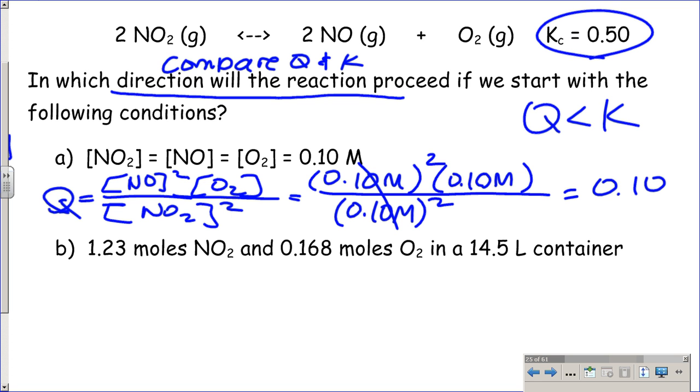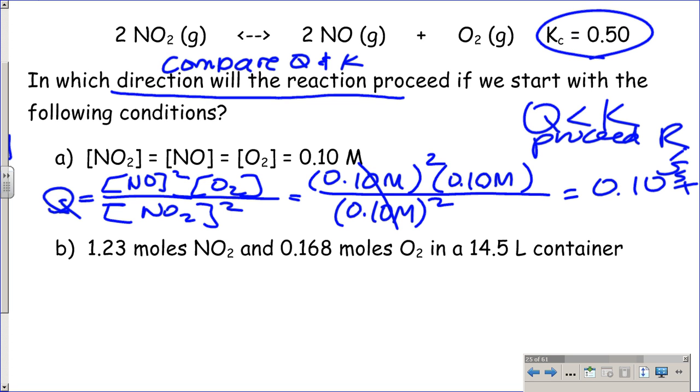What do we need to make more of? Products. We need to raise Q's value up to the point of K, because right now it's too low. So to raise it up, we need to raise the numerator, which is the product number. All the dots are connected, yes? Okay, good. So we need to make more products. So which way will it proceed? Right. Proceed right. I can't put R because it makes react. Proceed right.